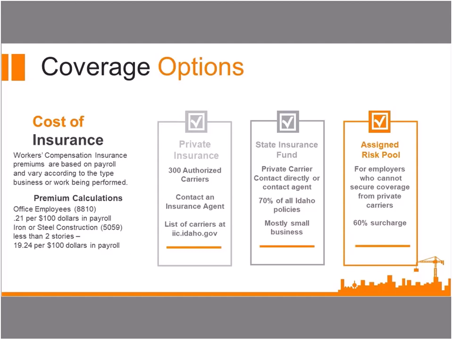If you are denied coverage by 2 separate insurance carriers, you can then apply for an assigned risk pool, which is meant for employers that can't secure coverage from private carriers. However, there is a 60% surcharge, and this assigned risk pool is actually run through the NCCI themselves, so you can find that on their website. And same process, you can just let your insurance agent know, hey, I've been denied already a couple times, can we go through the assigned risk pool?